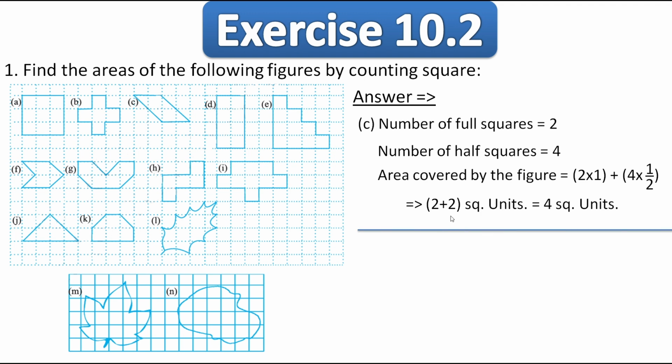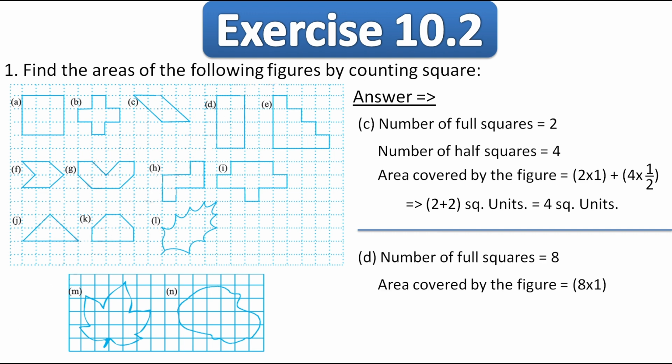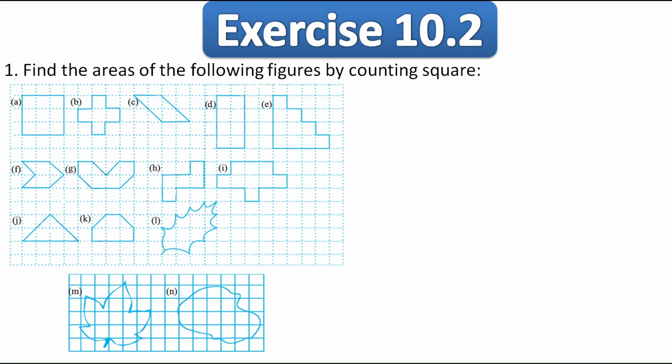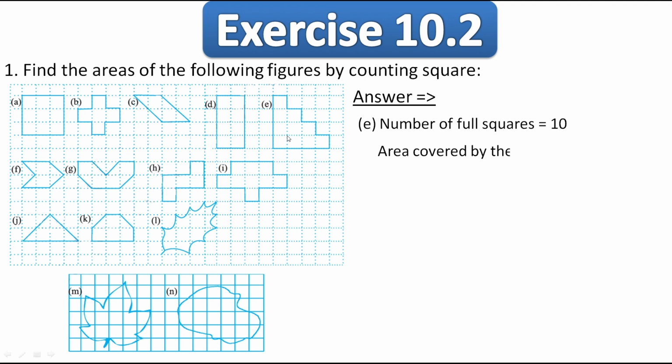Now in figure D, we have only full squares and those are 8. Therefore, the number of full squares here is 8. Therefore, the area covered by the figure is 8 into 1, which is equal to 8 square units. Now, in figure E, we have only full squares and the number of full squares here is 10. Therefore, the area covered by the figure is 10 into 1, which is equal to 10 square units.